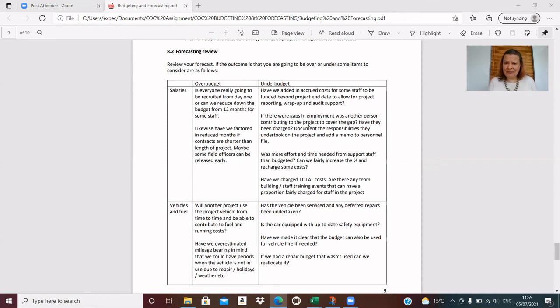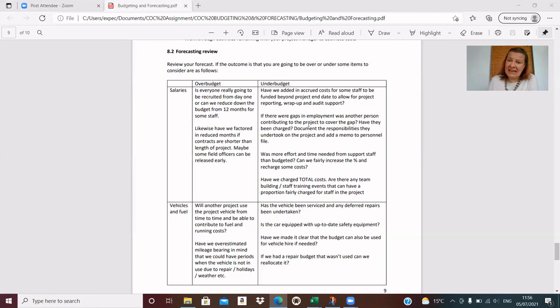amount down. If we're underspent, well, then have we got any servicing or repairs that we've been putting off that now we've got the budget available that we should get it done to make sure that the vehicle is up to scratch and safe for our staff? Do we need up-to-date safety equipment and up-to-date tools to be able to use the car or the vehicle effectively?